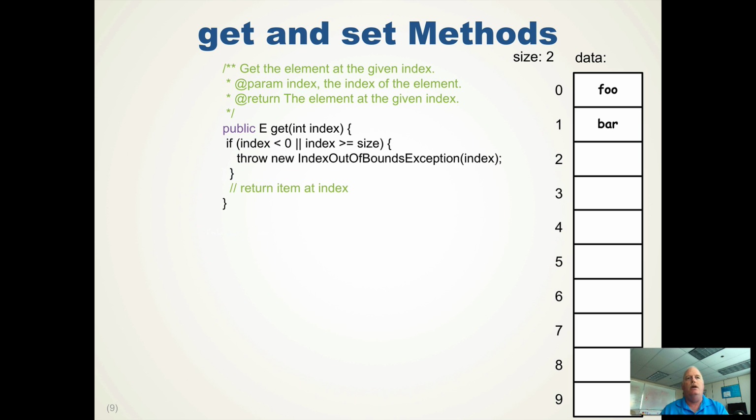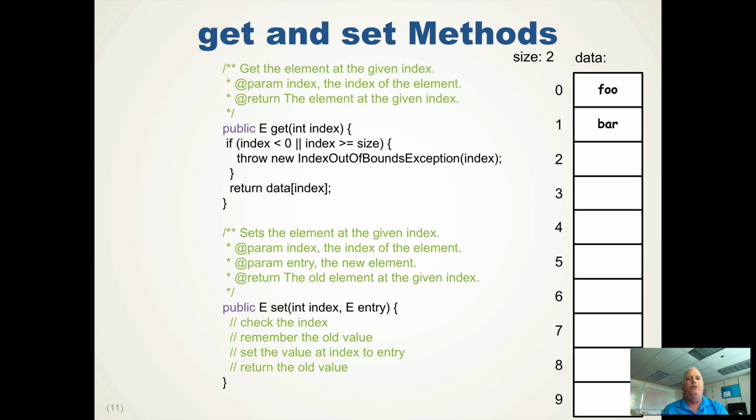In order to check the index, we just wrap it in an if. If the index is negative, that means it's not a good index. And if the index is greater than or equal to size, because we don't have anything at size, remember we start at 0, so size is not a valid index. It's one past our data. If we don't have a valid index, we throw an index out of bounds exception, indicating that the user gave us a bad index. If that passes, then we know we have a good index, and so we just return the item at index, which would be just data sub index. So we return it. Now let's talk about the set.